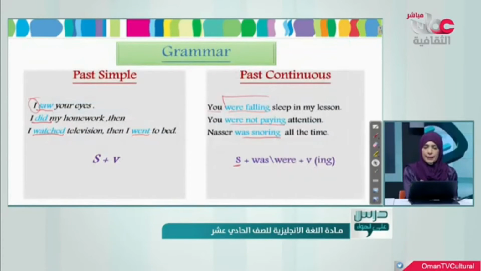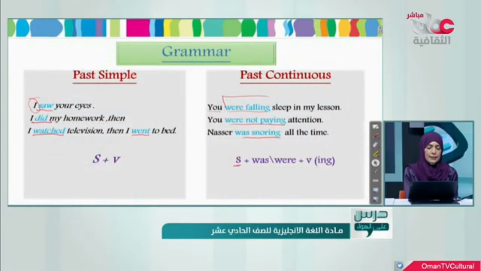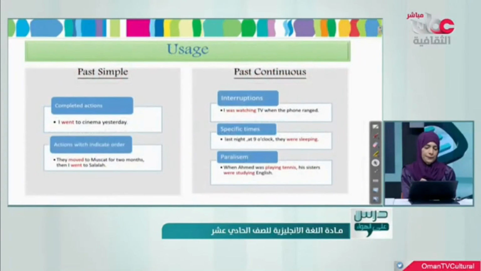Were falling is a full verb. Were falling, were not obeying, was snoring. The verb includes was or were plus the verb plus the ing. This is the form of the past continuous. Compared to the past simple, it has the verb in its second form, which includes regular and irregular verbs and verbs to be. Let's see each one of them.